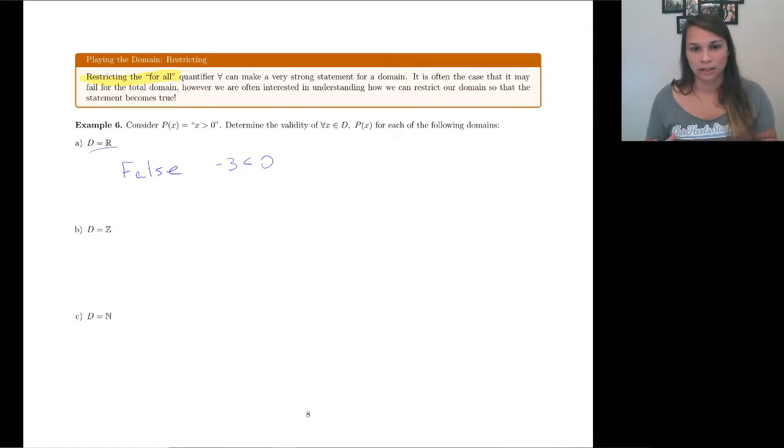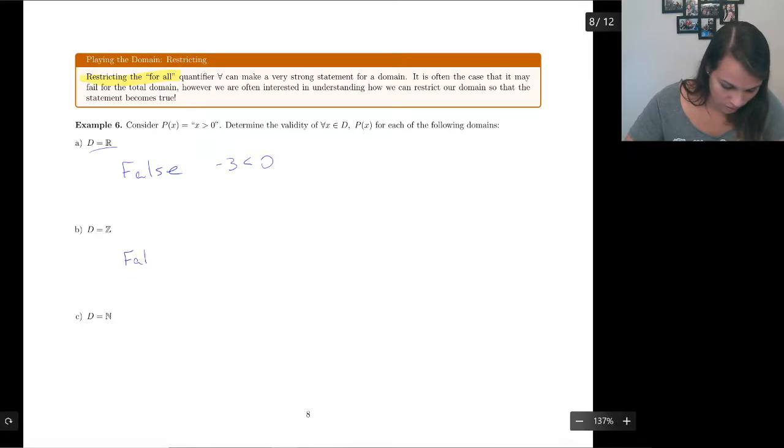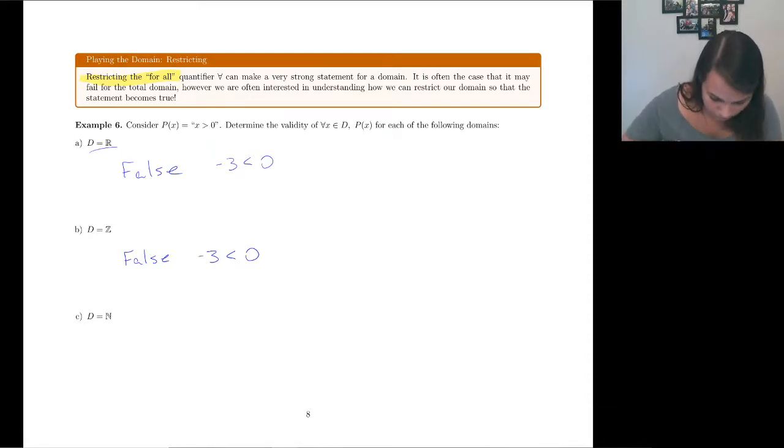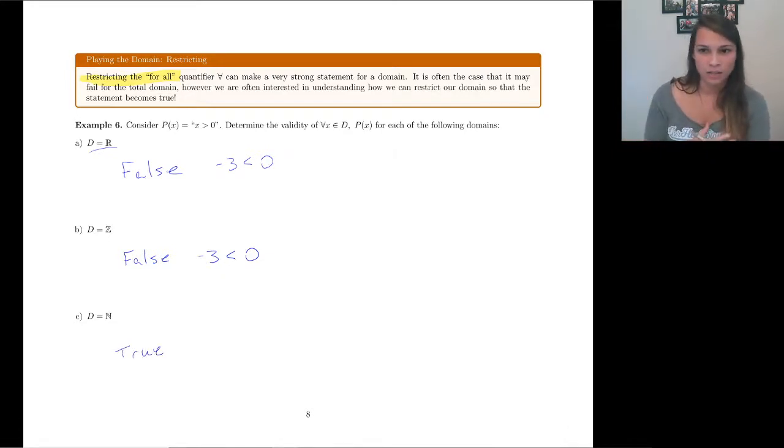Now we restrict the domain a little bit. We're like, well, what about just integers? We're like, okay, still false. Same example, -3, it is an integer, and it is still less than 0. Now if we look at the domain of just natural numbers, this guy is true. All natural numbers are going to be greater than 0 because it goes 1, 2, 3. 1 is the smallest one. Okay. So with that being said, I think we're good on existence and for allness.